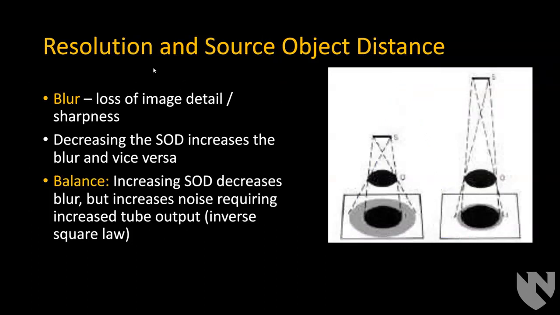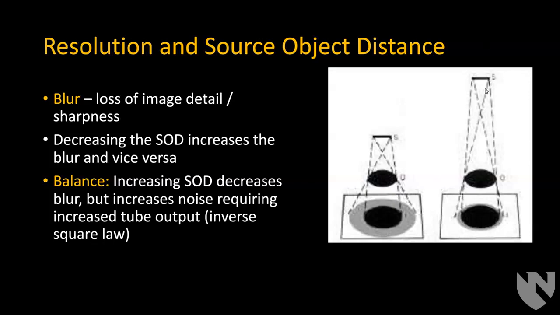So resolution and your source to object distance is something we're talking about. Your X-ray source is not going to be an exact point. It's actually going to have a size. And so the X-ray beams coming out from that source are going to be going from this side of the source and also from this side of the source. They're going to hit the edge of whatever object you have, and then there's going to be blurring. The closer the source is to the object, the more blurring you'll have at the edges, whereas the farther the source is, the less blurring you'll have.